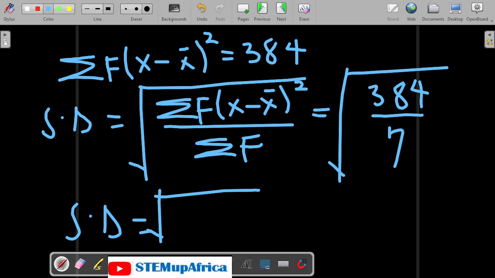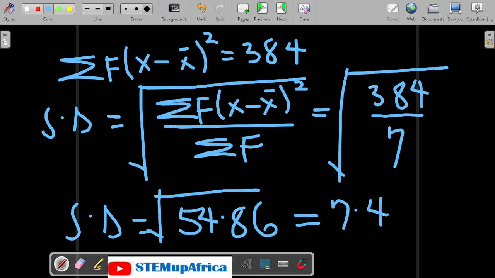So if I divide that value by 7, what am I having? It's going to give me 54.86. What is the square root of that? The value will give me 7.41 as our standard deviation.